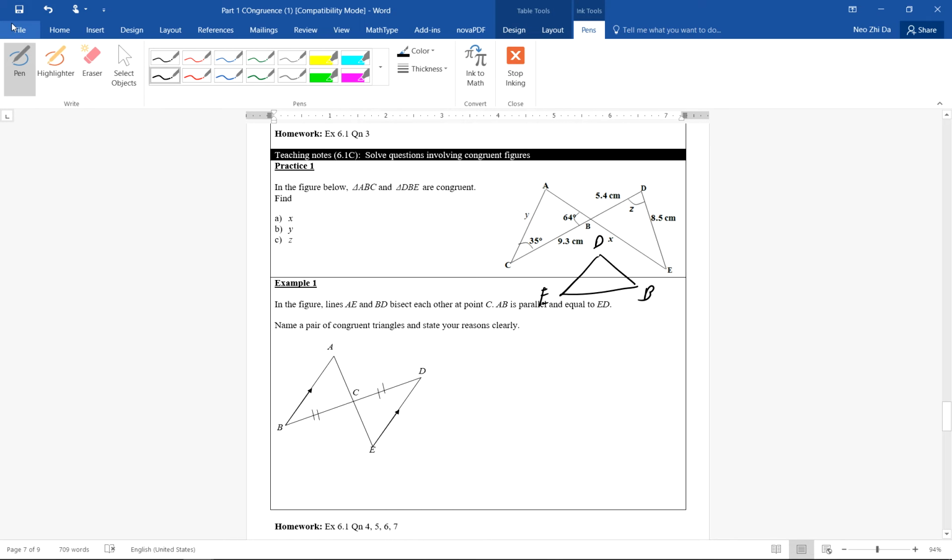Solving questions involving congruent figures. So X is here, so X is actually this. We know that the answer for X is 9.3. Y should be 8.5. Z should be just this one, Z. So 180 minus 35 minus 64, the answer is 81. Now you're not required to do example 1.